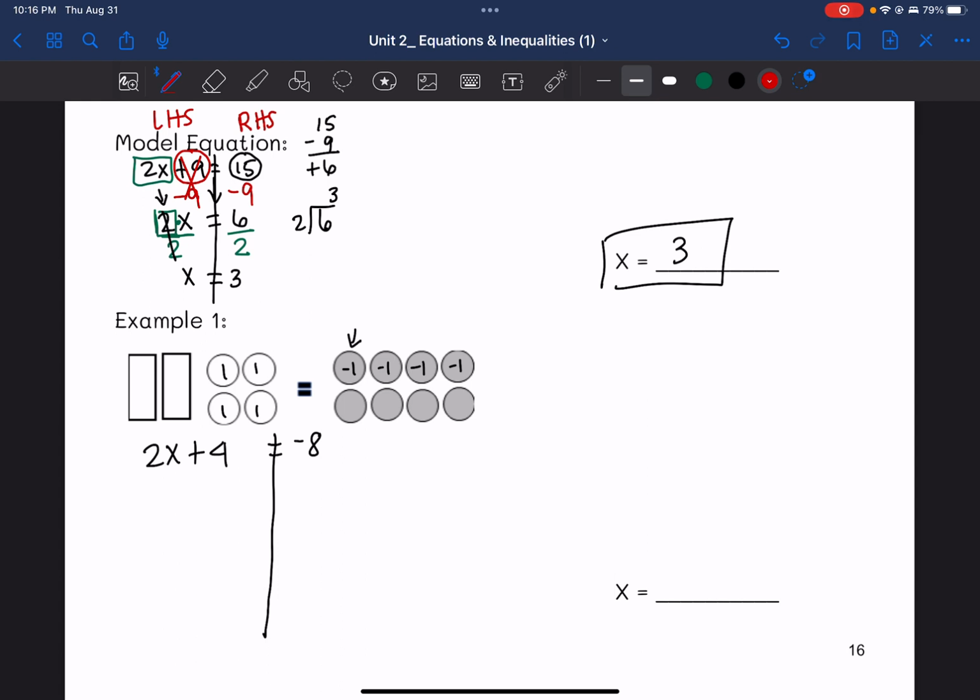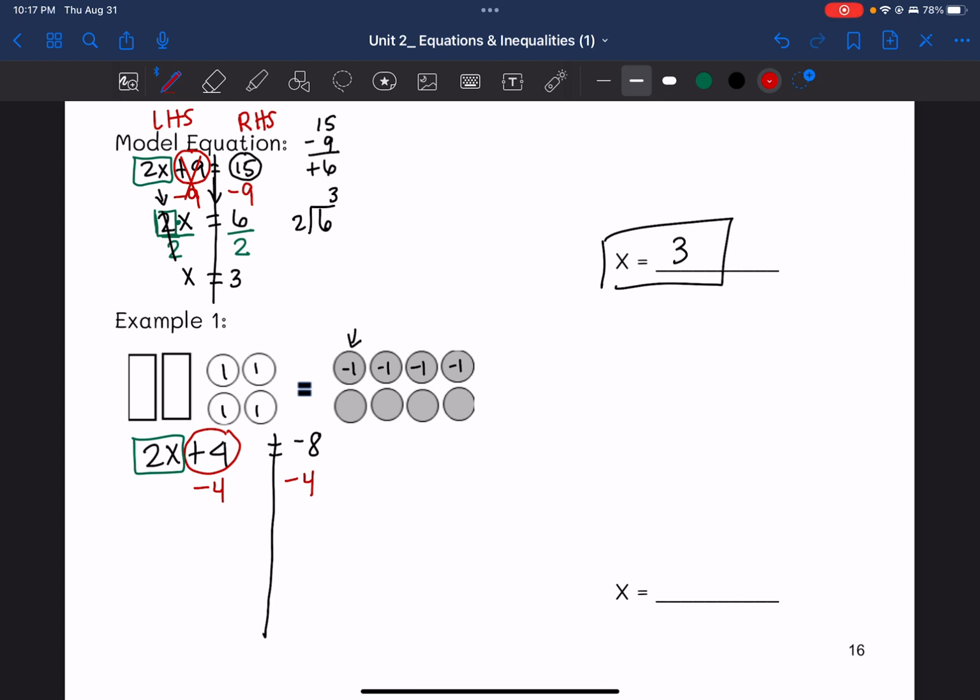Now I'm going to circle my constant in red. I'm going to box my variable term in green, okay? First thing I want to touch or remove is the constant term. So here, remember the inverse of addition is subtraction, and whatever I do on the left-hand side is going to be done on the right-hand side of the equal sign.